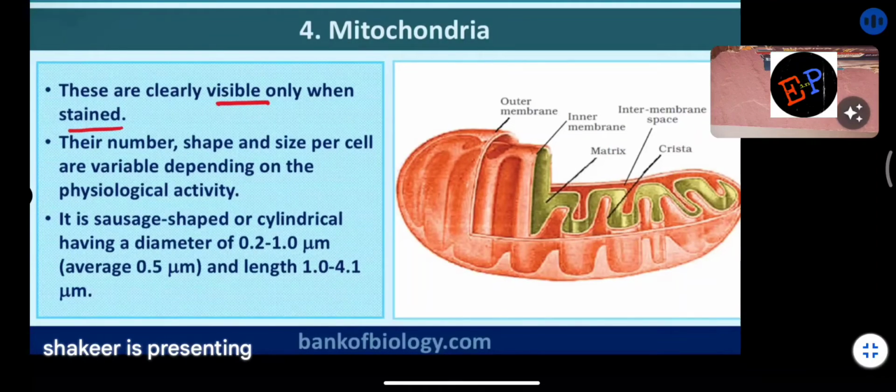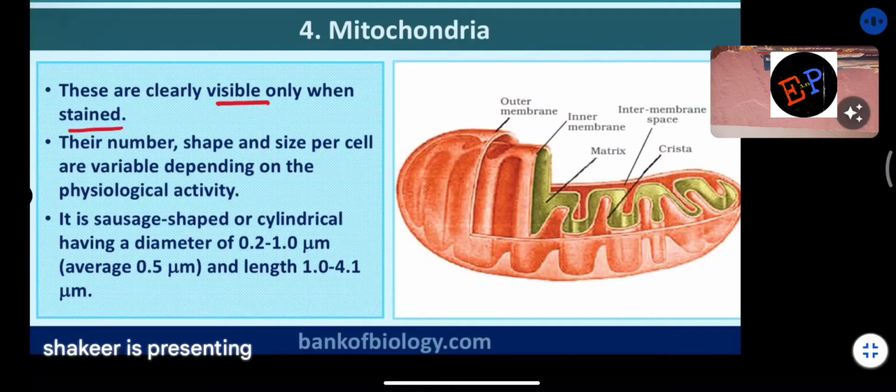Their number, shape and size per cell are variable depending on the physiological activity. See, in my body, mitochondria number will be very large. What is the reason? Because I do exercises daily. In a normal person, the amount of mitochondria will be average. And in a person who is very lazy, the number of mitochondria will be very less. So mitochondria number is not a constant. This is one point which you should remember.